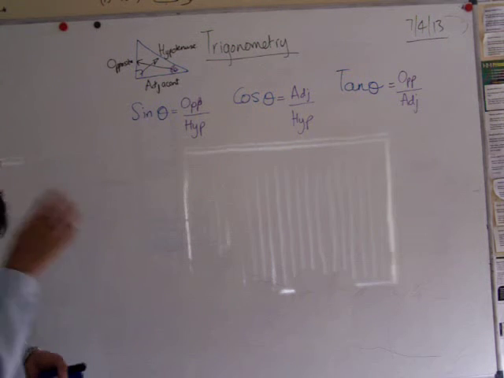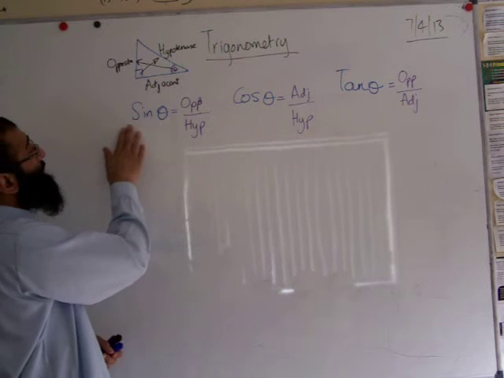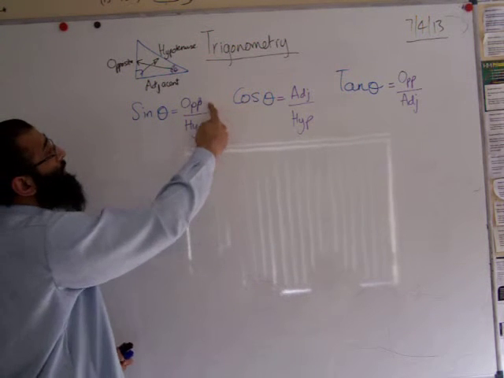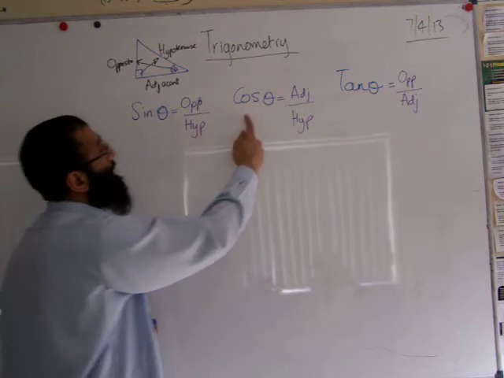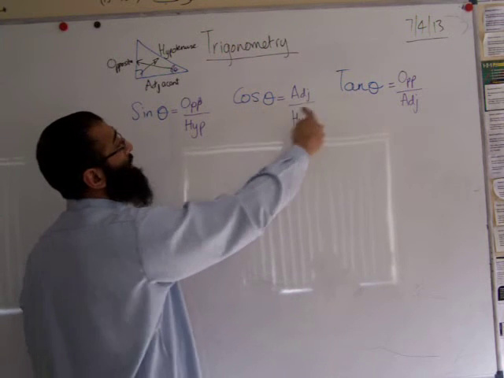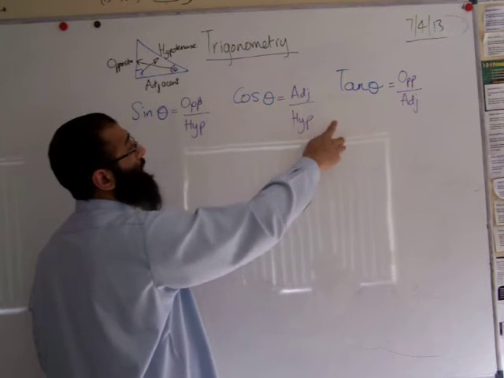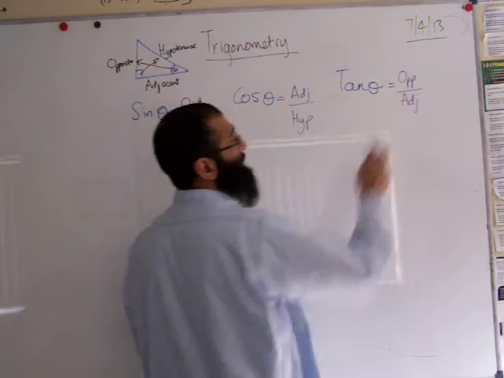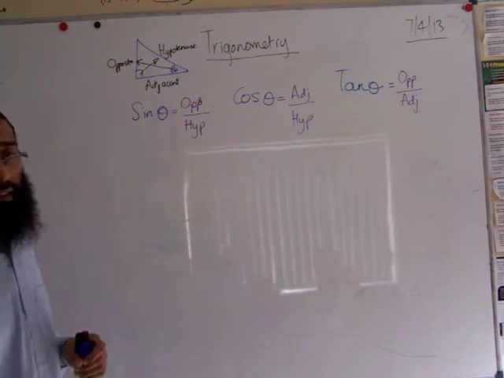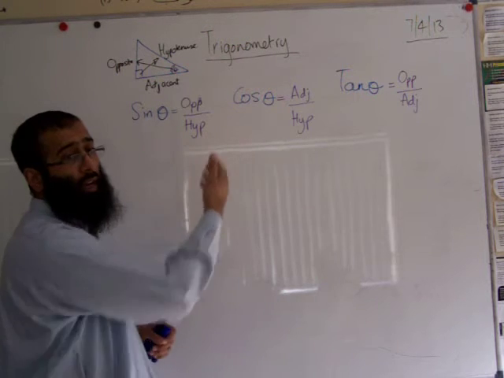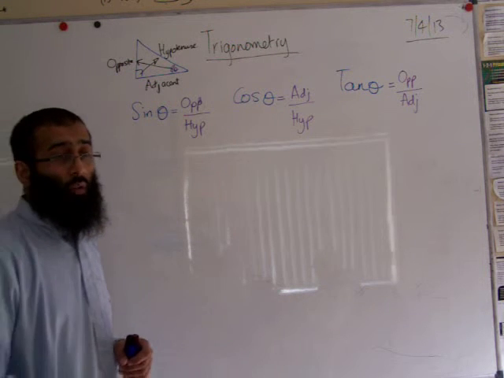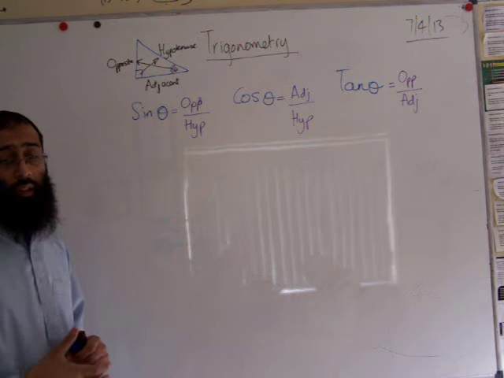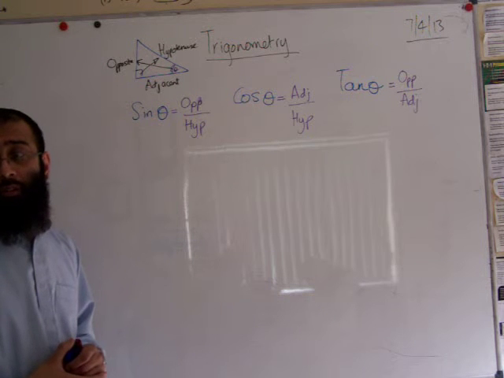Now these are our identities. Sin of the angle is the opposite divided by the hypotenuse. Cos of the angle is equal to adjacent divided by the hypotenuse. And tan of the angle is equal to the opposite over the adjacent. At the moment you don't need to know where these identities come from, or why they're like this. All you need to know is that this is a particular tool that we need to learn, and we're just going to use it.